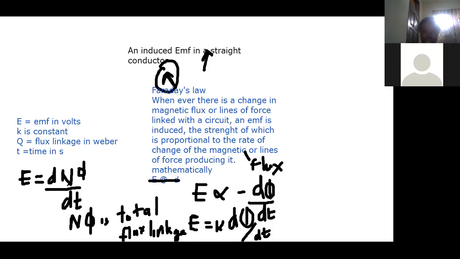Now from here we look at the last law we'll be looking at: Lenz's law.